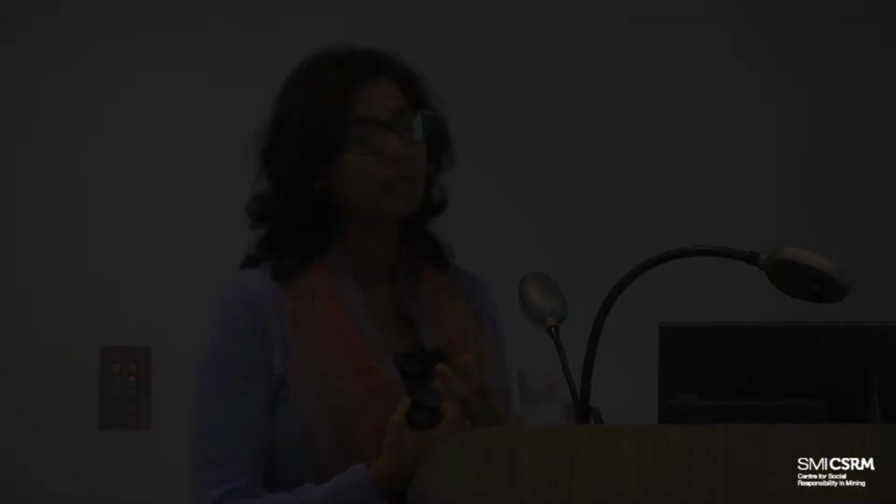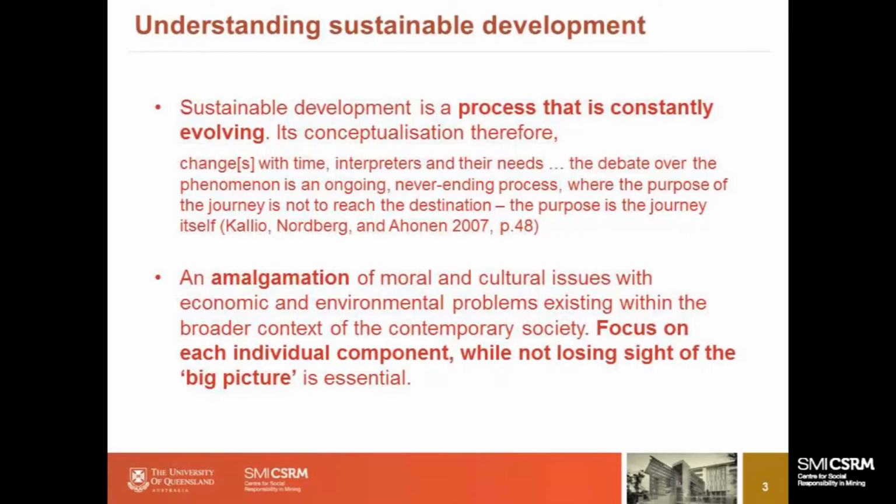Sustainable development, to my understanding, and something that's really important for all of us to understand, is that it is not an end in itself, it is a process. It is a process which is constantly evolving, and therefore its meaning and its interpretation and conceptualization keeps changing with time. It keeps changing with who is interpreting it and what are the needs of that party which is interpreting it. So the debate over the phenomenon is ongoing. It is never ending, where the purpose of the journey is not to reach a particular destination in itself, but the purpose is the journey itself.